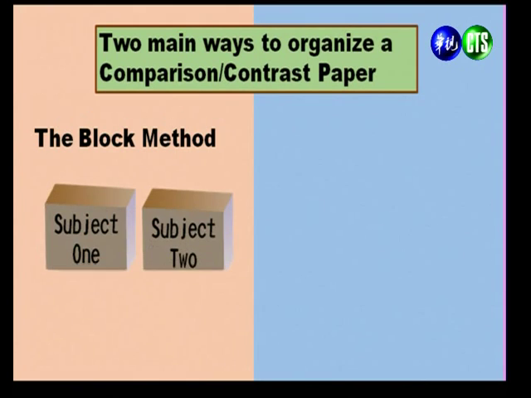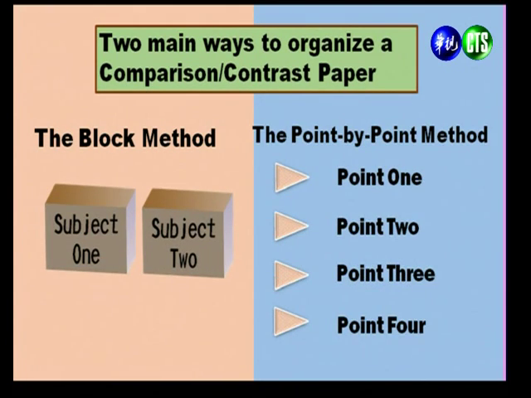Right, now your main goal for writing a comparison contrast paper is to show the similarities and differences between two subjects. And there are two ways to organize a comparison contrast paper, and these are the block method and the point-by-point method. And on your screen, you can see two pictures to illustrate these two methods.